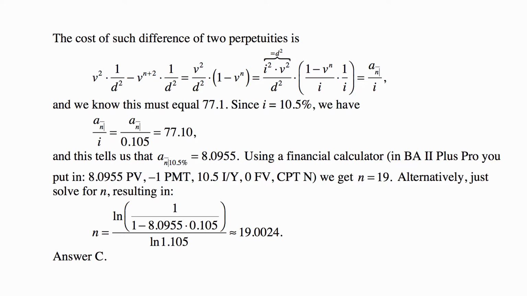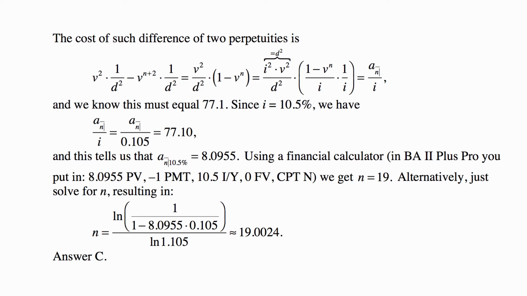And we know this must equal 77.1, and i is 10.5%. So a angle n divided by 0.105 is 77.10, and this tells us that a angle n at 10.5% is 8.0955. You can now use a financial calculator. For example, in the BA II Plus Pro, you put in 8.0955 for the present value, -1 for payment, 10.5 for the I/Y interest rate, 0 for future value, and compute n, and you get 19.